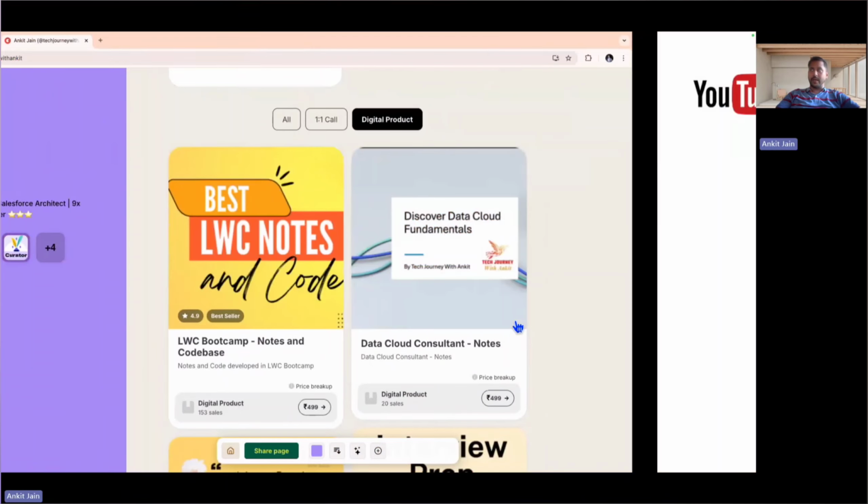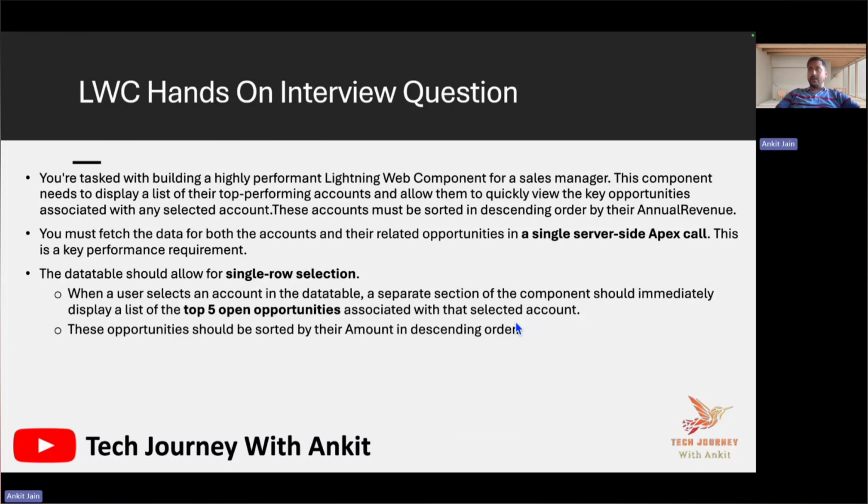Coming back to the scenario one more time. The scenario that has been presented is we have been asked to create a Lightning Web component from a sales manager perspective. What they are saying here is the component that you will be building should display the top performing account. The key point here is with the help of this scenario, we have to display the top performing account. And how to identify those accounts? To identify those accounts, they have also given the criteria. We have to identify the account based on the annual revenue. So the account which is generating the maximum annual revenue, those are the top accounts that we have to consider.